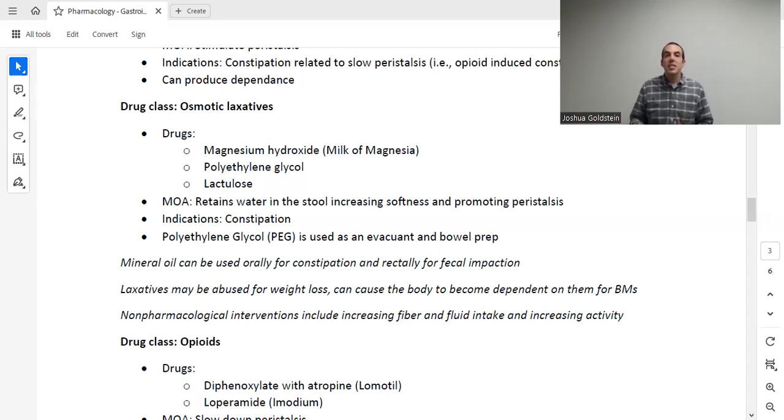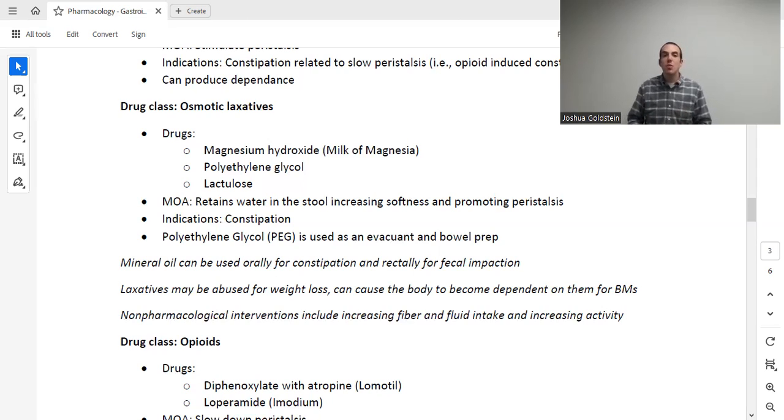Polyethylene glycol PEG solution is also used as an evacuant to empty out the bowels as a bowel prep prior to procedures. A few quick points about constipation, and then we're going to move on. Mineral oil can be used. It's taken PO for constipation, and it can be inserted rectally for fecal impaction.